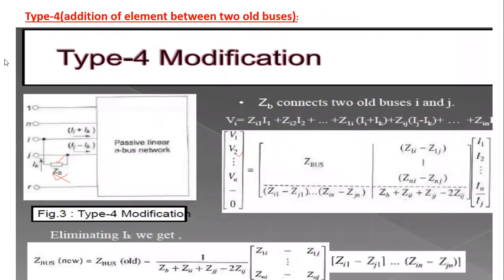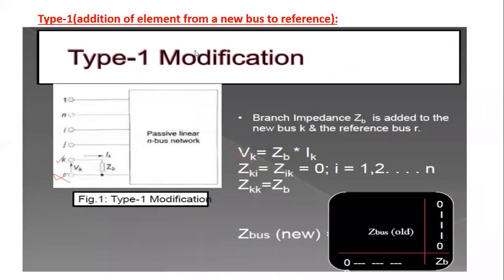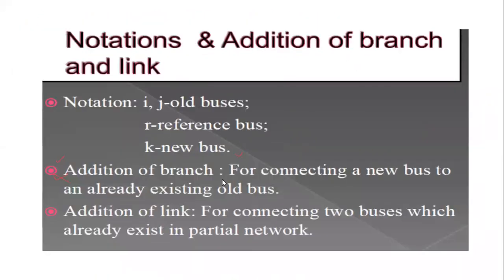Next, coming to the type 4 modification. Type 4 modification means the addition of an element between the two old buses. Addition of an element between two old buses means that it is a link. Understand? It is a link. Link means that we are adding the element between the two old buses.